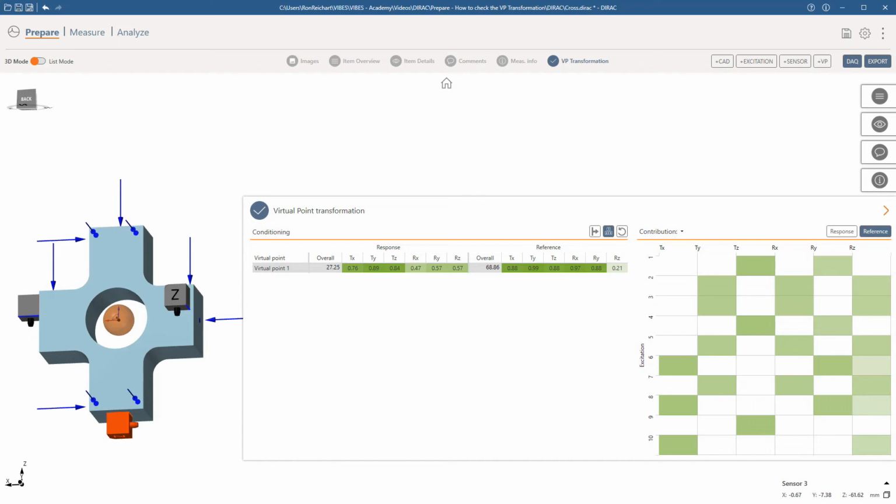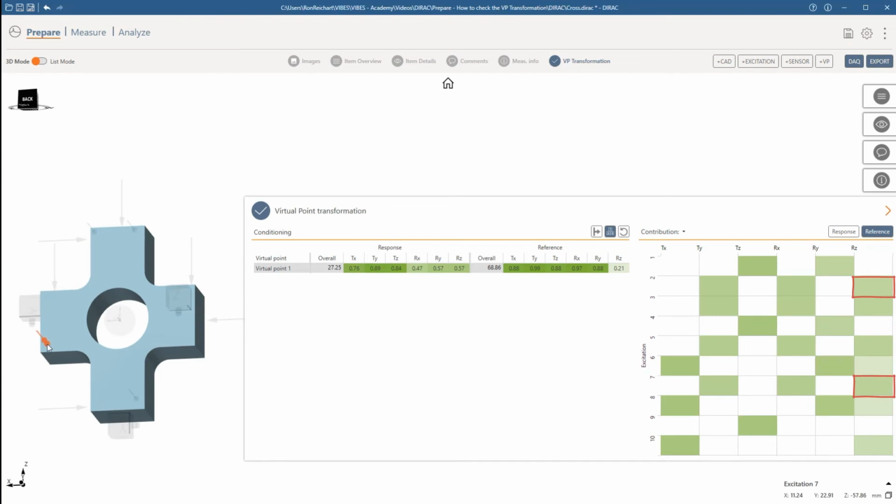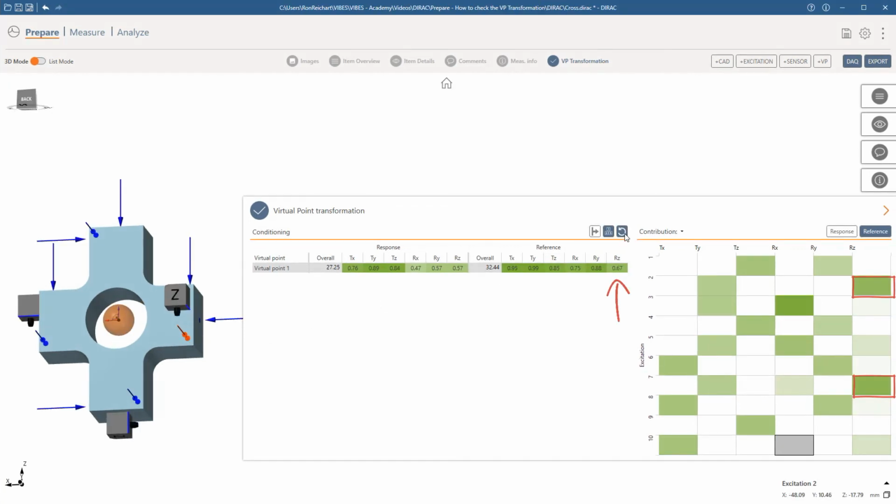Here, we have low conditioning of the moment around the z-axis of the VP, because our impacts only have a low contribution to this degree of freedom. If we move one of the impacts to better excite this moment and refresh, the conditioning of the z-moment improves.